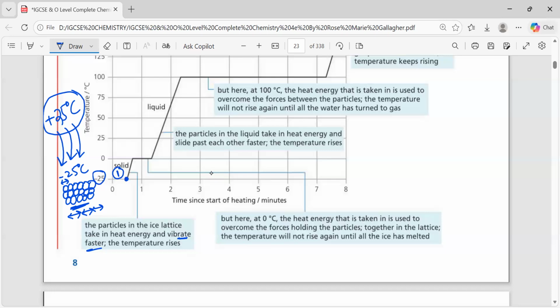So you will say the ice will absorb heat energy, and this heat energy will help the particles vibrate with faster motion. Their movement will increase, and the temperature will rise. You know how the temperature is rising? Because now from minus 25, it is going towards 0 degrees.